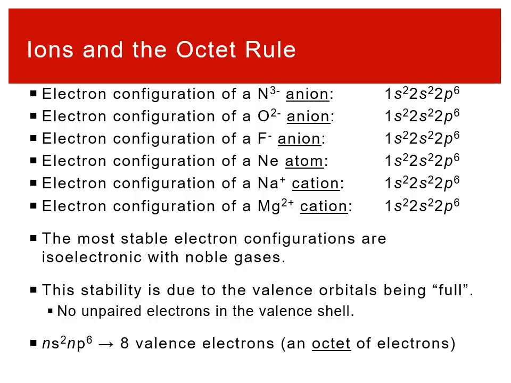So if we look at all of these ions, anions for nitrogen, oxygen, fluorine, neon atom, and then cations of sodium and magnesium, they all have the same electron configuration. They are all isoelectronic. This is in general true. Stable electron configurations look like noble gases. That's why we picked noble gases for the configurations of that notation.